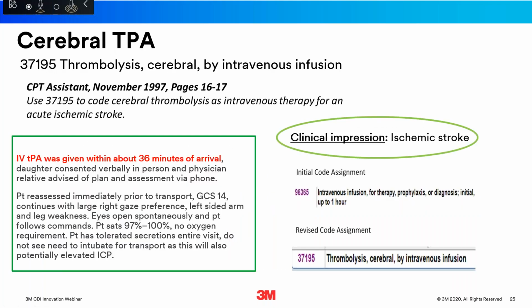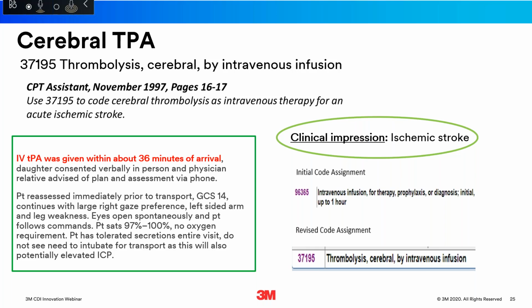Cerebral TPA is another area that coders frequently miss or miscode. A lot of times they will code this with a drug administration infusion code. And if TPA is given peripherally, that is the correct way to code it. But your coders need to watch if the clinical impression is ischemic stroke or it's given as therapy for an acute ischemic stroke. You want to code 37195 for that cerebral thrombolysis.